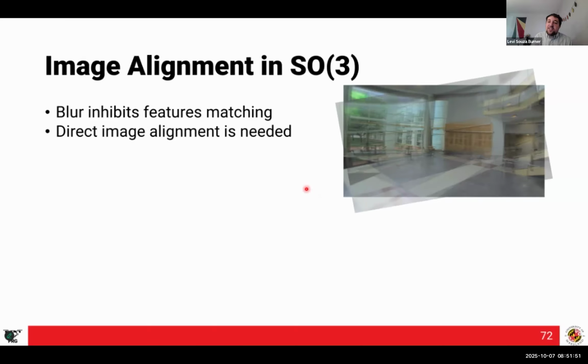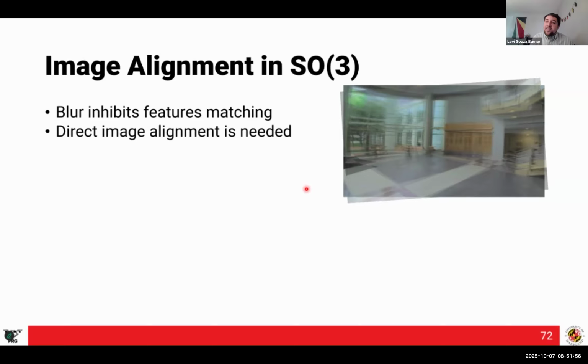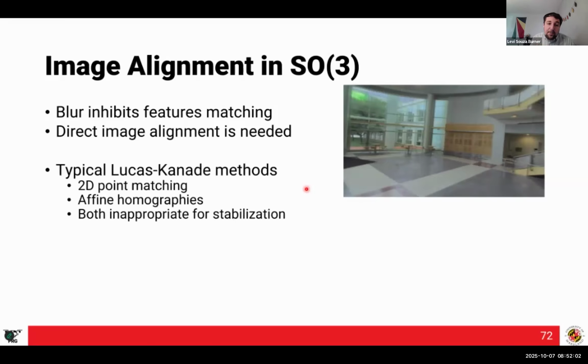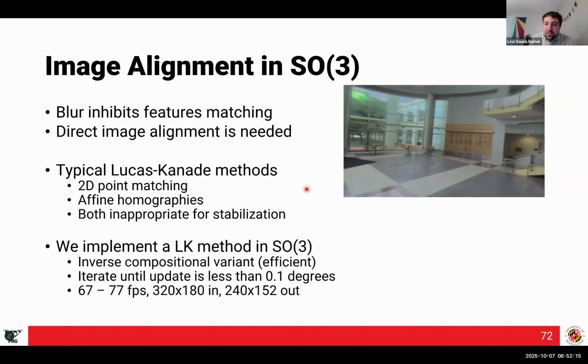And that's what we do. We take a second image and we optimize to find the rotation and translation that makes it line up directly with the previous image. And this required us to go back to some very old papers and implement Lucas-Kanade methods for rotations, which, while they're mentioned in the original 1981 paper, there's no implementations of it that I can find. And it's quite efficient. It runs in real time.